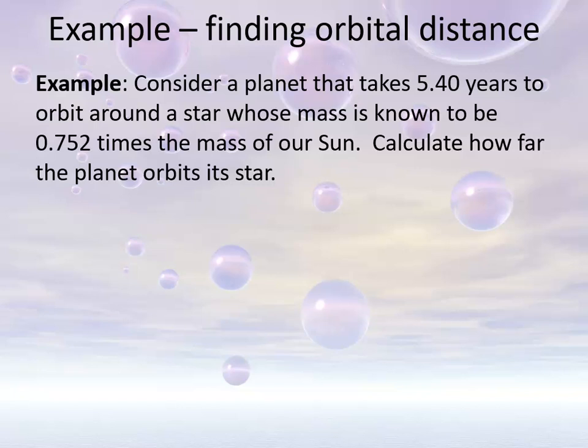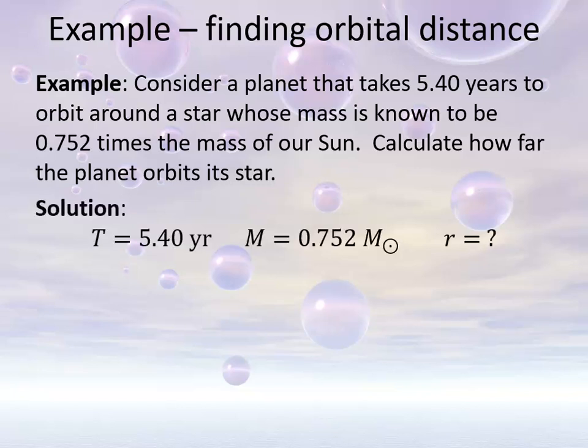Let's consider a planet that takes 5.4 years to orbit around a star whose mass happens to be known by some other means, maybe spectral analysis, to be 0.752 times the mass of our sun. Well, spectral analysis wouldn't get it to you that precise, but anyway, maybe we already found another planet around that star. So calculate how far the planet orbits from its star.